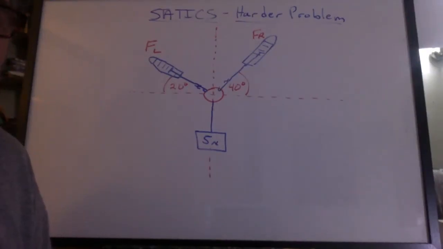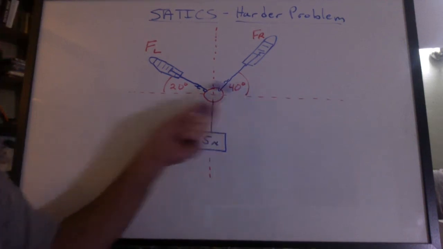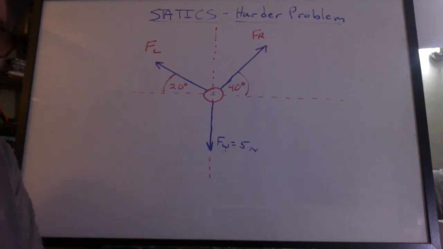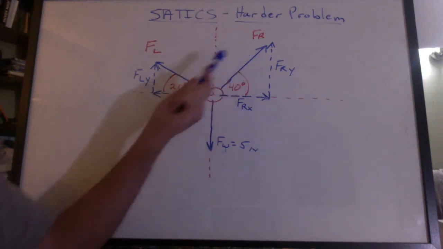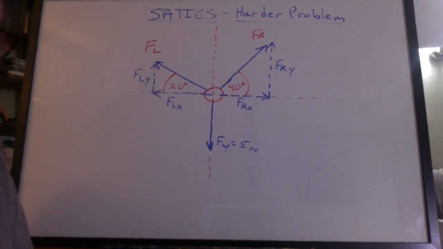Well, it's next time, and here we go with the harder problem. It's the hammock problem, but the 5 Newton weight is held up with the spring scales at two different angles. So let's go to a free body diagram, and let's draw in our X and Y components. Remember, we're trying to find the force of the right spring scale and the force of the left spring scale. Well, that's two unknowns. So we'll need a couple of equations.